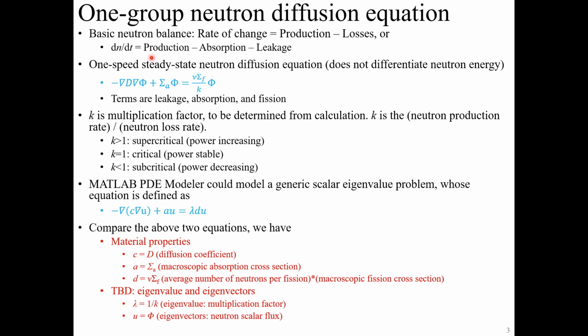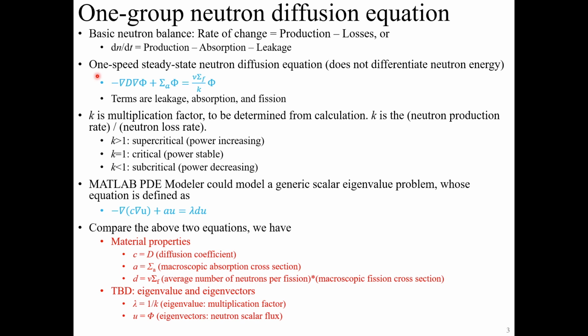In this course, we are going to study the steady state condition. For steady state condition, the rate of change will be equal to 0, so our left-hand side will be 0. For the first step, we will study the one group, or one energy group, neutron diffusion equation. In that case, we are going to treat all the neutrons as a single energy. So often we can also say that it is the one speed steady state neutron diffusion equation.